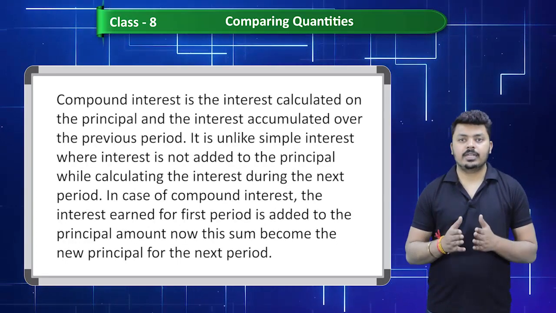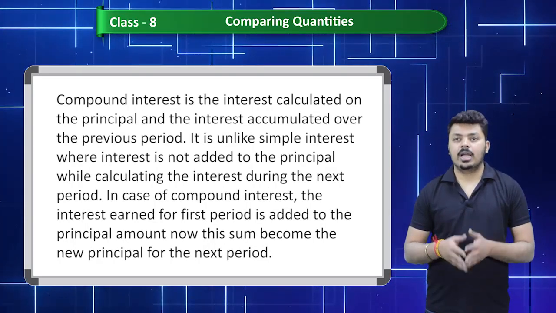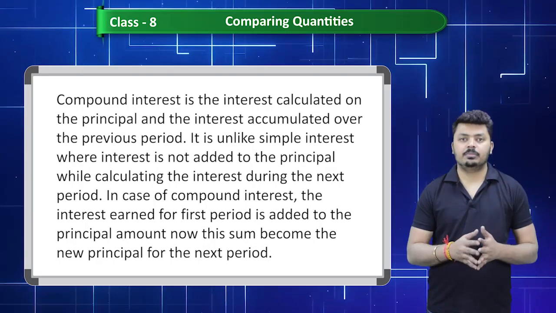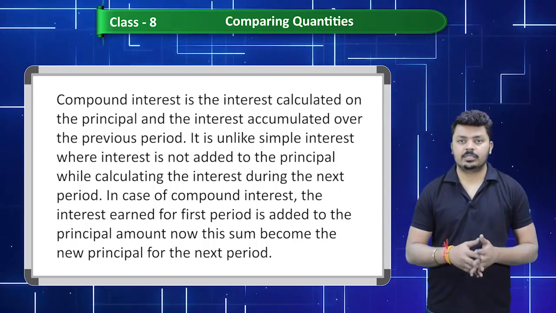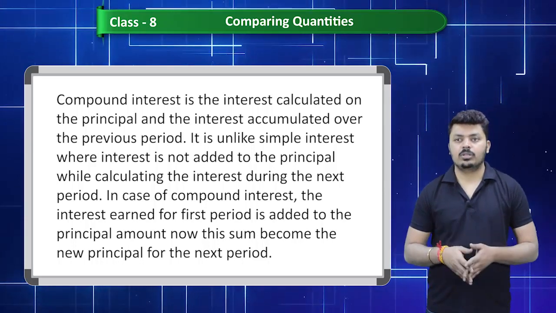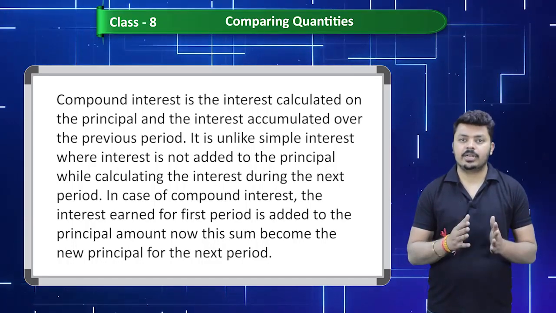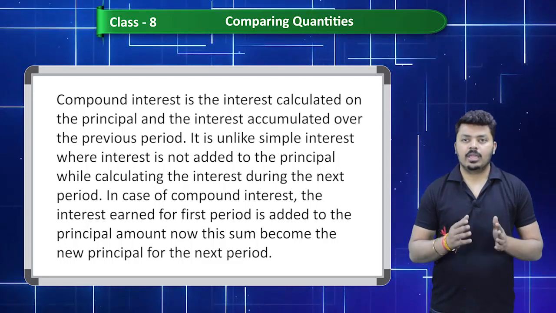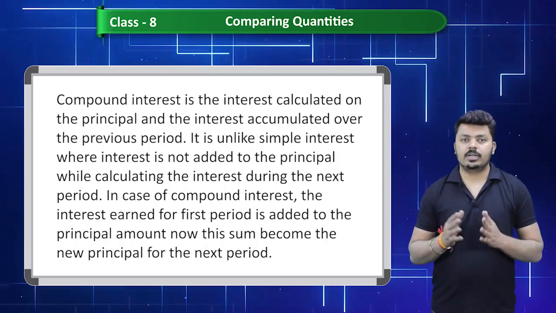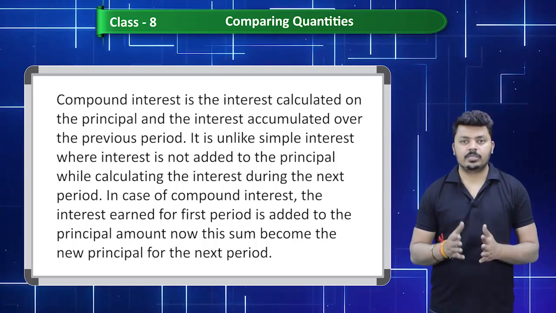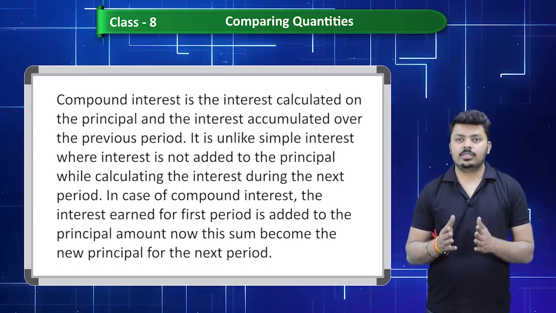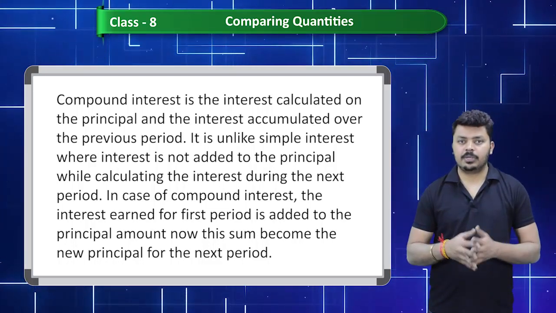Compound interest is the interest calculated on the principal and the interest accumulated over the previous period. It is unlike simple interest, where interest is not added to the principal while calculating the interest during the next period. In case of compound interest, the interest earned for the first period is added to the principal amount. Now, this sum becomes the new principal for the next period.